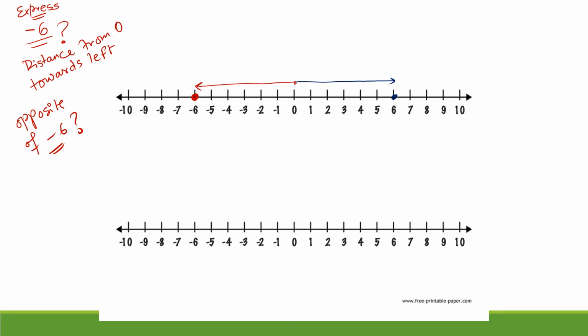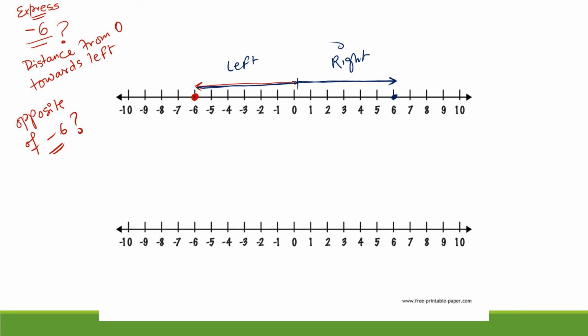So -6 is the distance from the 0 to the 6 on the left side, and the +6 is actually the distance of something from 0 till 6 units on the right side. So this one is the left side and this is the right side.